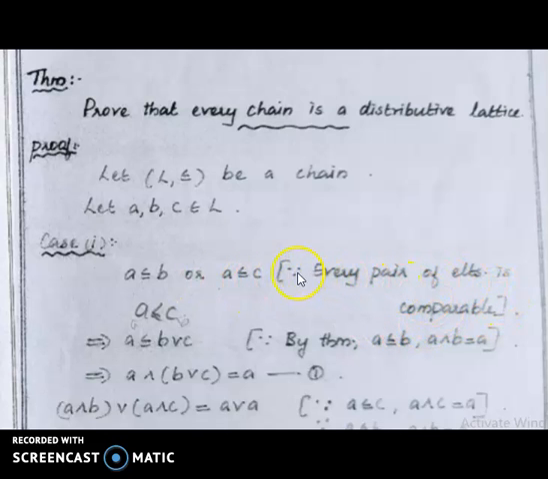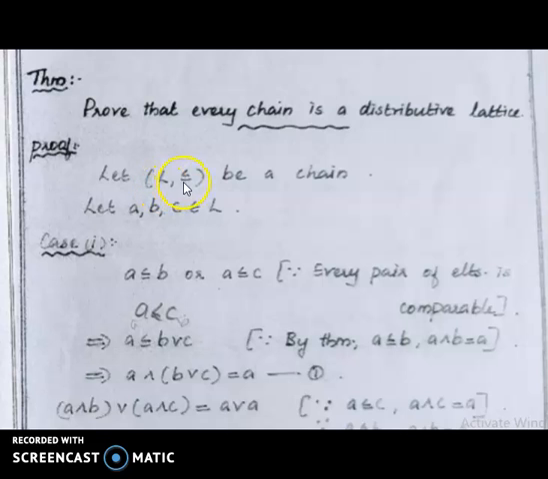Comparable means if you take any two elements, for example A, B, C, comparable means A less than or equal to B, or B less than or equal to A. Or A less than or equal to C, or C less than or equal to A. Likewise, we can compare the elements. So if every pair of elements is comparable, then it is called a chain. Okay, so now we will go into the proof.